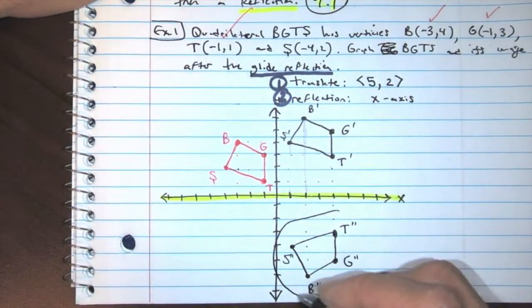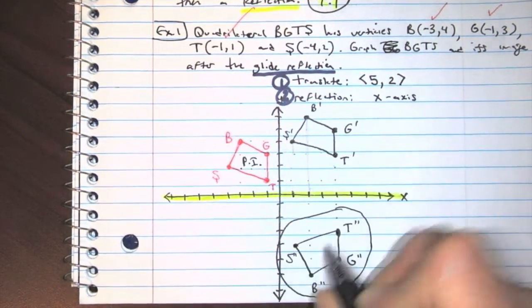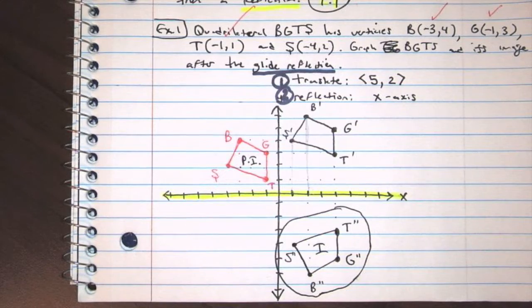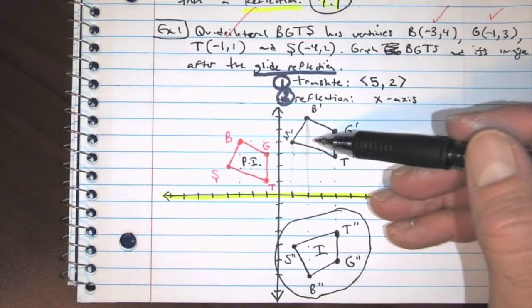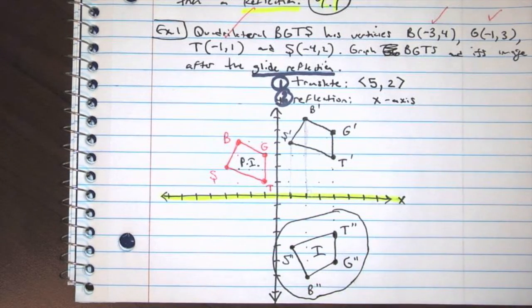Here's your final answer, everybody. Go ahead and label your pre-image. And this is your image. This is kind of like the middle step. This is the stepping stone. We first translated it, and then we reflected over the x-axis.